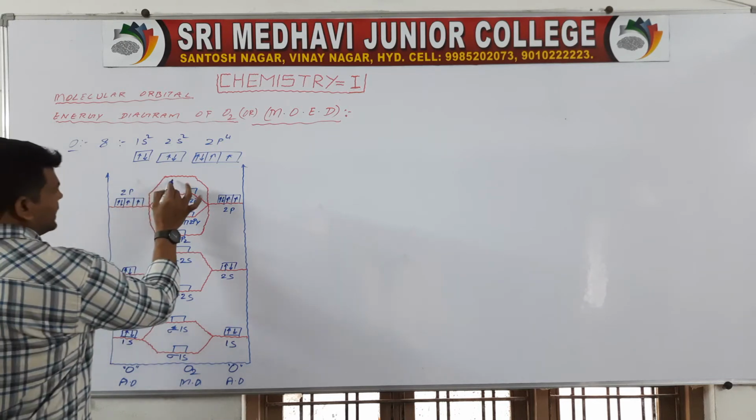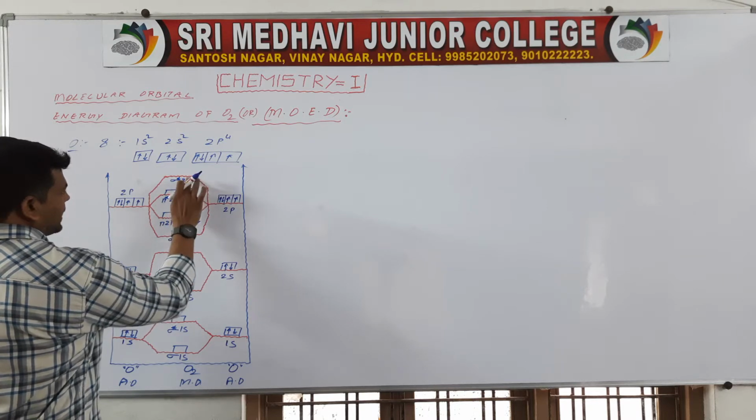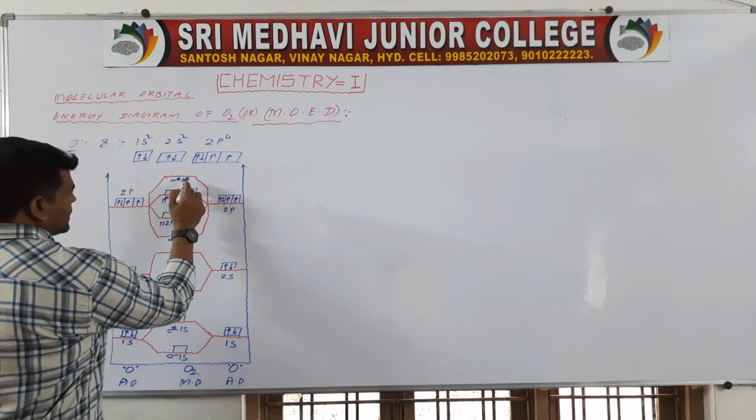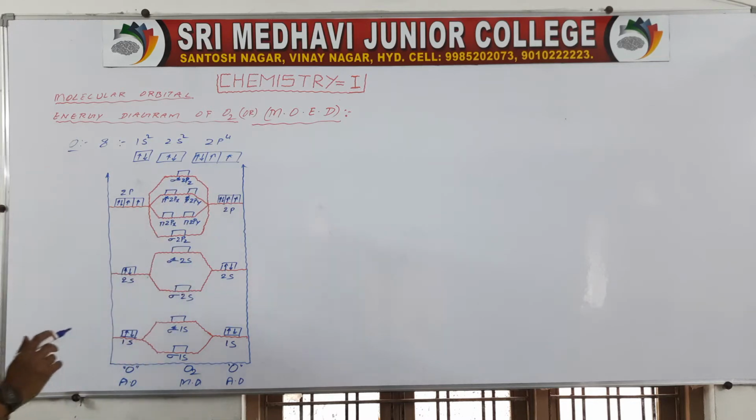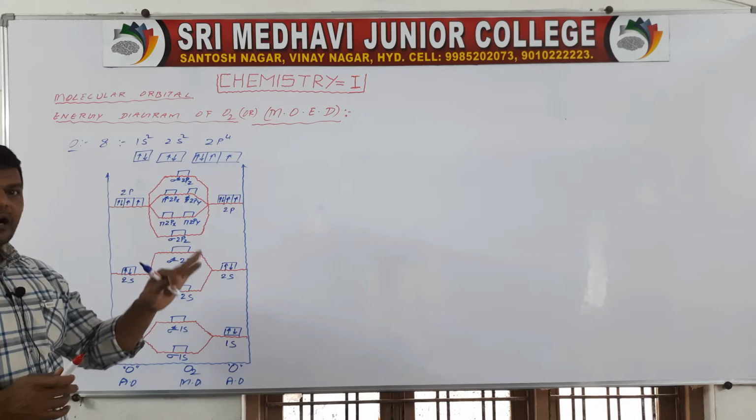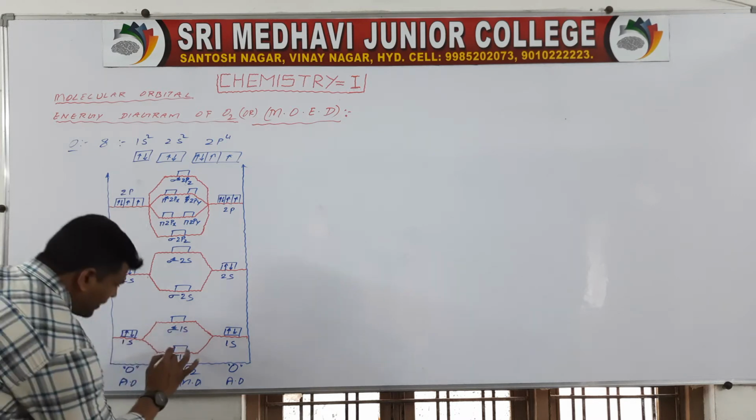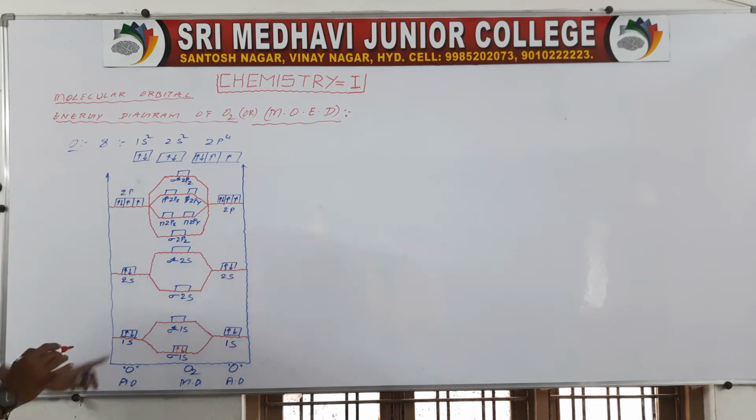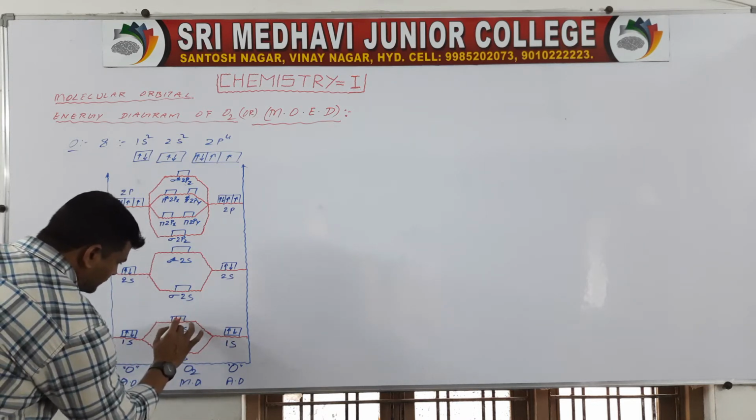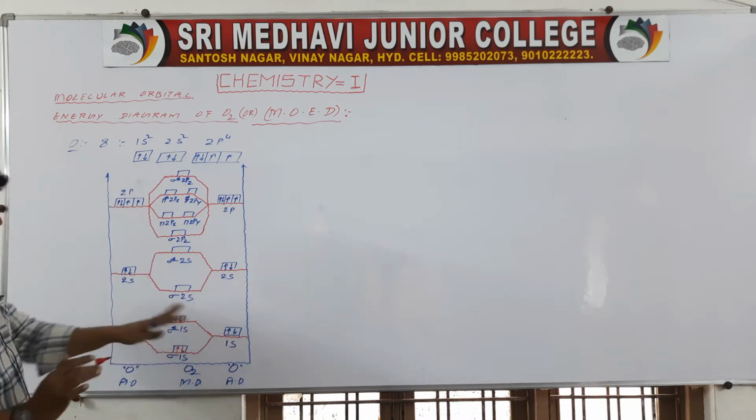Then it is sigma star 2pz. So this is the way molecular orbitals are filled by electrons according to Pauli's, Aufbau and Hund's rule. So here I am filling now. Here the first electron enters, next the second electron enters. 1s is filled.